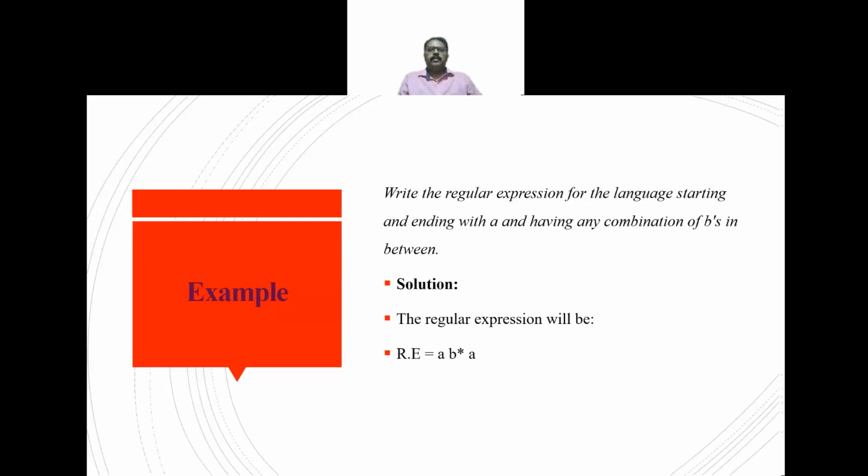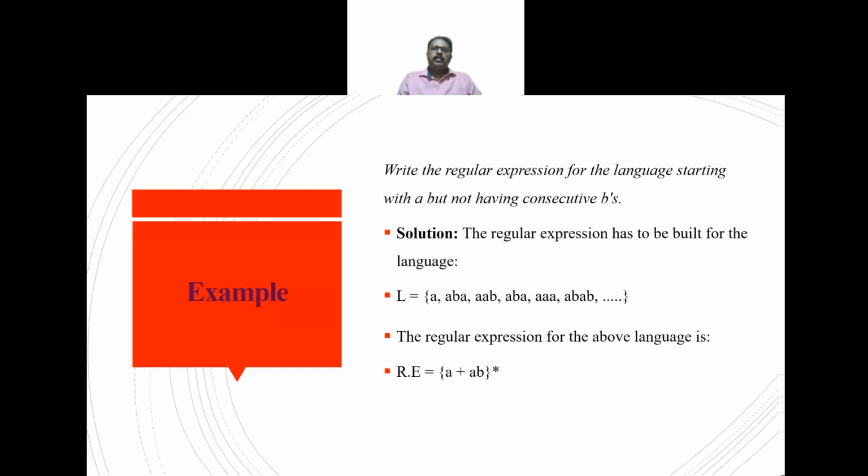Next statement. Write the regular expression for the language starting and ending with A and having any combinations of B in between. Similar to the previous one, start with A, end with A. It is defined. In between we can have 0 or more occurrences of B. Clearly it is B star. Then the regular expression will be A B* A.